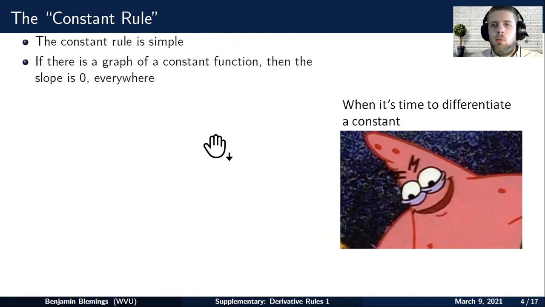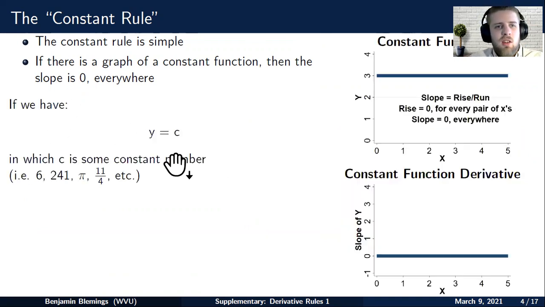The constant rule is the most simple one out there. If there's a graph of a constant function, then the slope is 0 everywhere. So when it's time to differentiate a constant, you have evil Patrick from SpongeBob, and you'll see why. So let's say we have y equal to c, which is just some constant number, i.e. c could be 6, it could be 241, it could be pi, it could be 11/4. What's most important about it is there's no x in there.